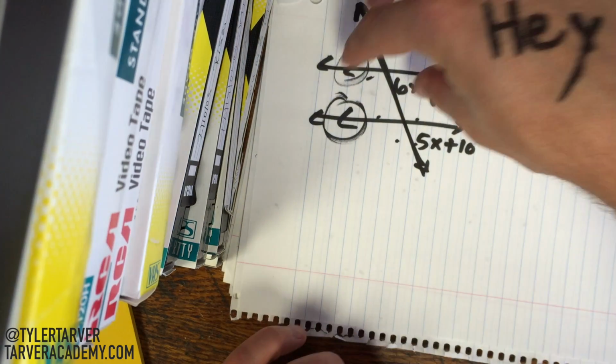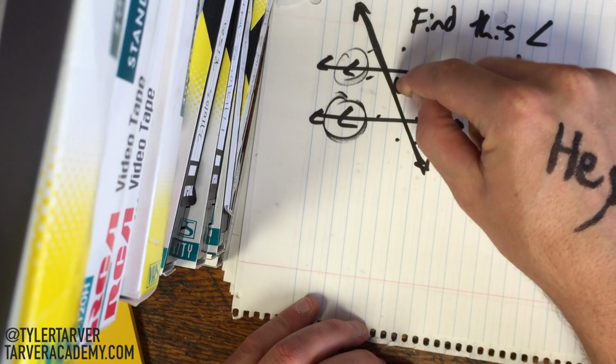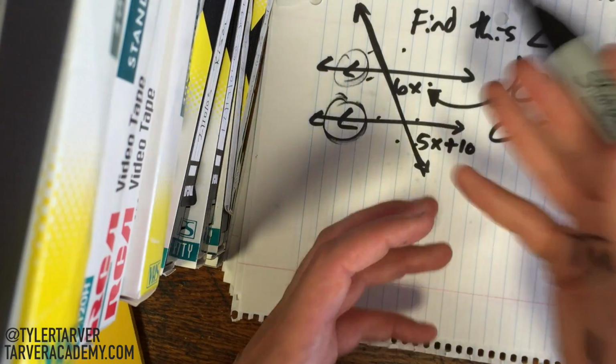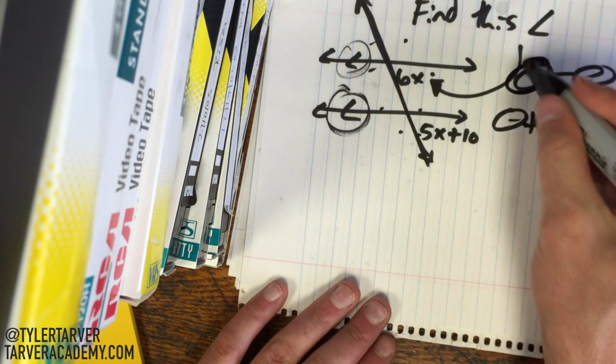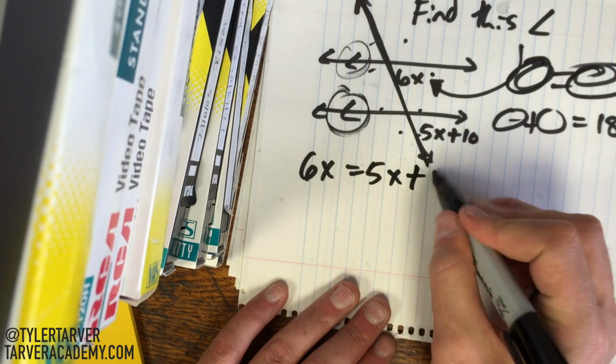Also, a good way to look at it is if you pick this top part up and set it down on this one, where's that 6x located? Right on top of that one. It's at the exact same angle size. So let's work this out. We know it's going to be equal. So 6x equals 5x plus 10.